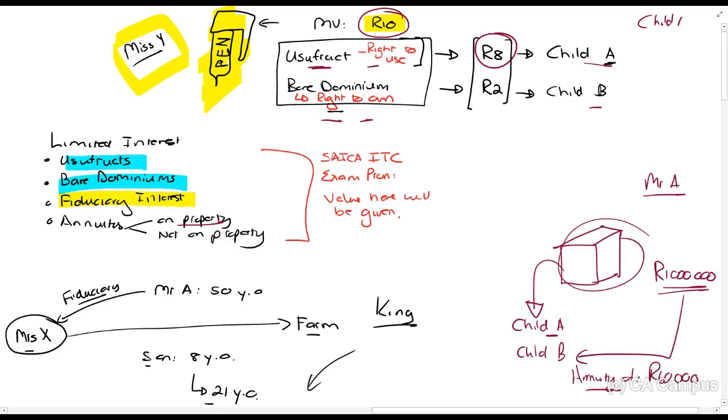So it means that property is generating some form of income or some sort of return, and there's an annuity being paid out of that. That's an annuity on property. That's what that refers to. That also has a value. Right, so child B, if child B dies, this annuity has a value in child B's estate.